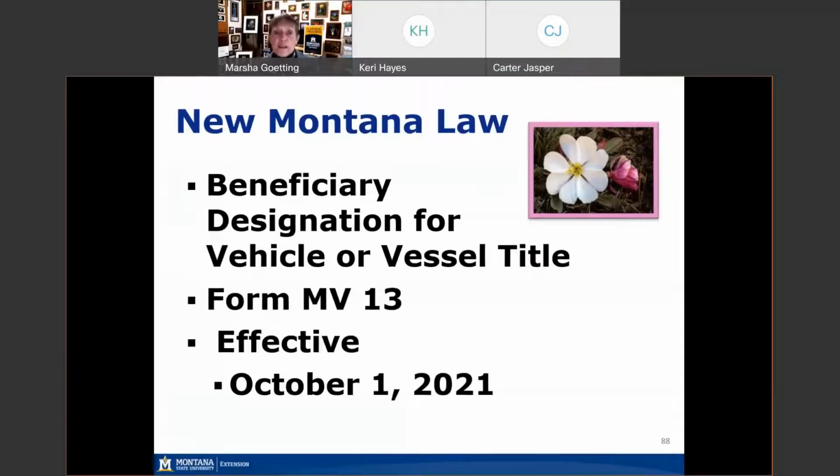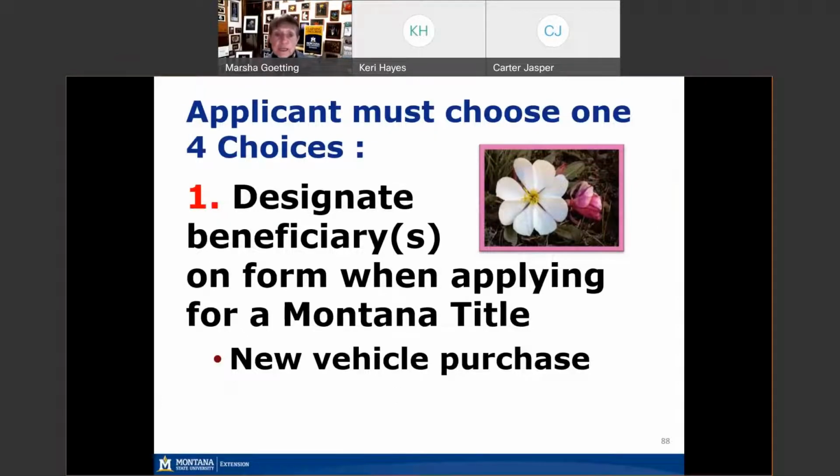So what I want to tell you about to be proper and prim is we have a brand new law in Montana effective October 1st, and we can designate a vehicle or a vessel. And that doesn't go through probate. Cool. Name something that this is amazing. It went through the legislature effective October 1, and the form is an MV13.